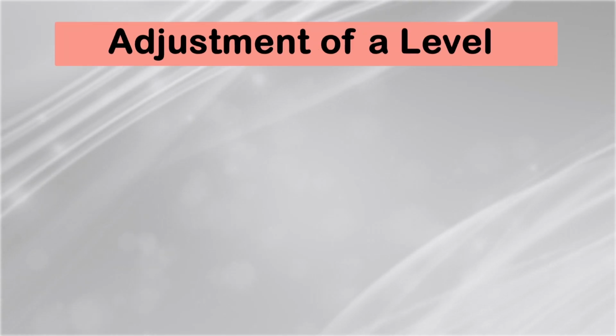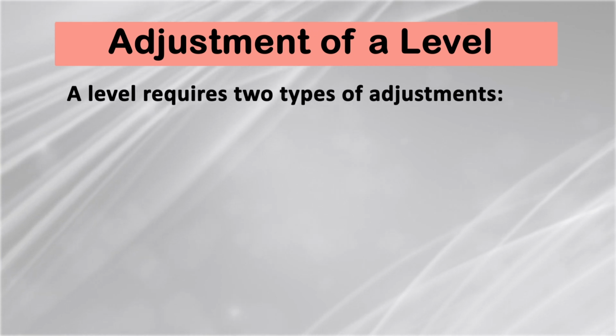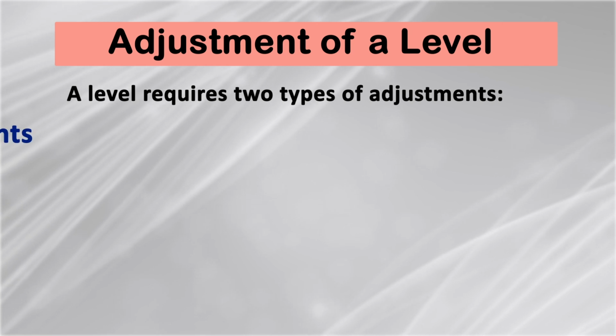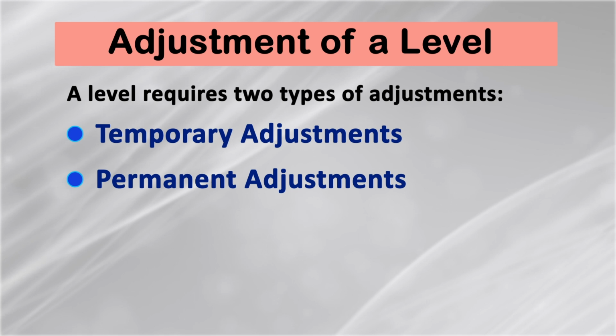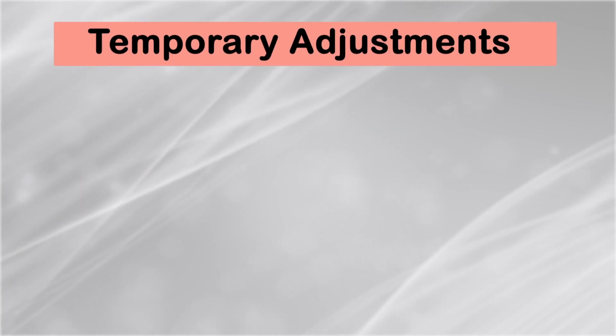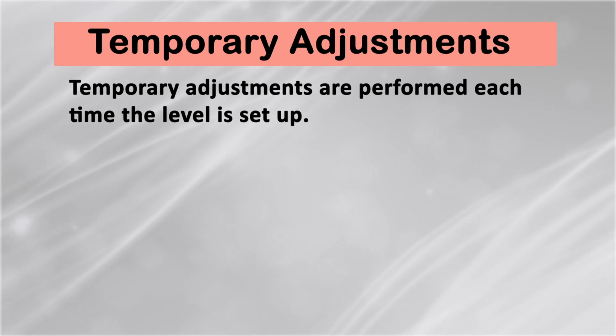Now, we will be dealing with some of the adjustments of the level. Actually, a level requires basically two types of adjustment. First one is temporary adjustment and second one is permanent adjustment. So, what is temporary adjustment? Temporary adjustments are performed each time the level is set up.